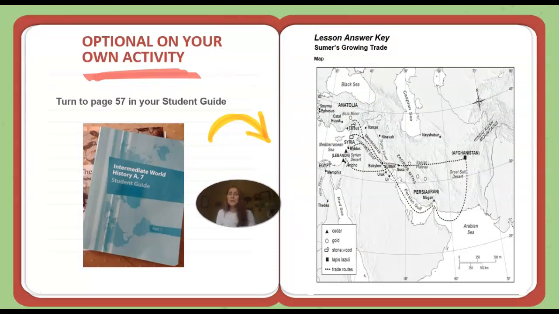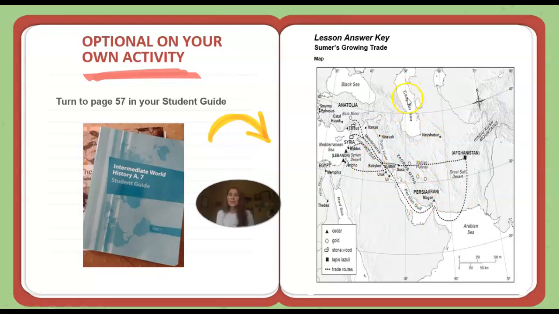So this is an optional on your own activity. If you turn to page 57 in your student guide, the directions are there. This is the answer key. So if you'd like to go ahead and complete this activity on your own and then check this answer key, you can. It is important to note, again, that you understand where we're talking about when we're talking about the Fertile Crescent, when we're talking about this area of the world.